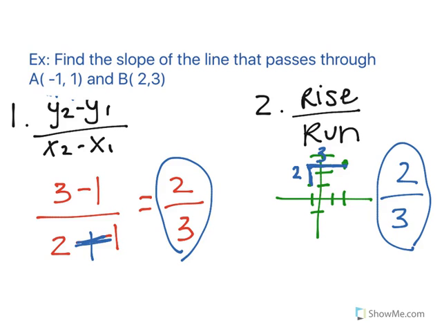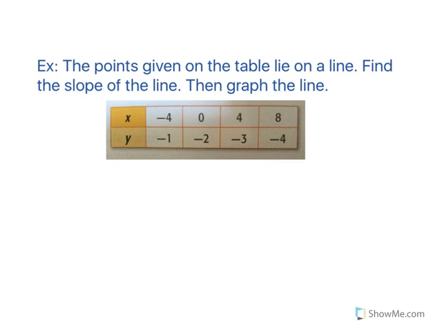So again, either way you want to do it, you can either graph it or you can use the formula. So let's go to the next example. It says the points given on the table lie on a line. Find the slope of the line and then graph the line.